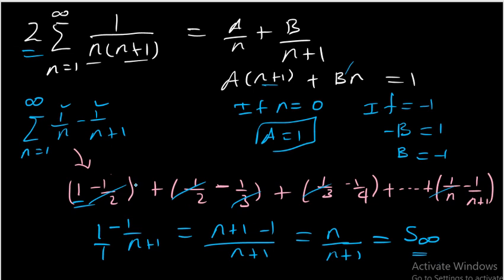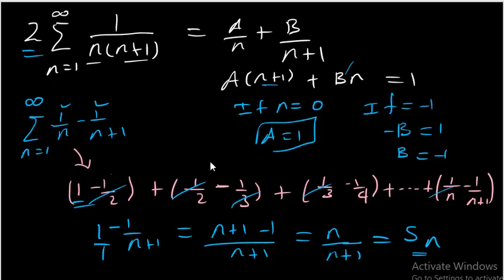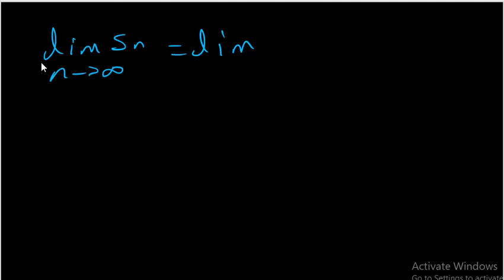But we are not asked the sum at n; we are asked the sum at infinity. This is the sum of n, but we are asked the sum of n at infinity. So what I will do now is find the limit of the sum of n as n goes to infinity, which is the limit of the sum at n. We got it already. Here it is, n over n plus 1. That means the limit of n over n plus 1 as n goes to infinity.